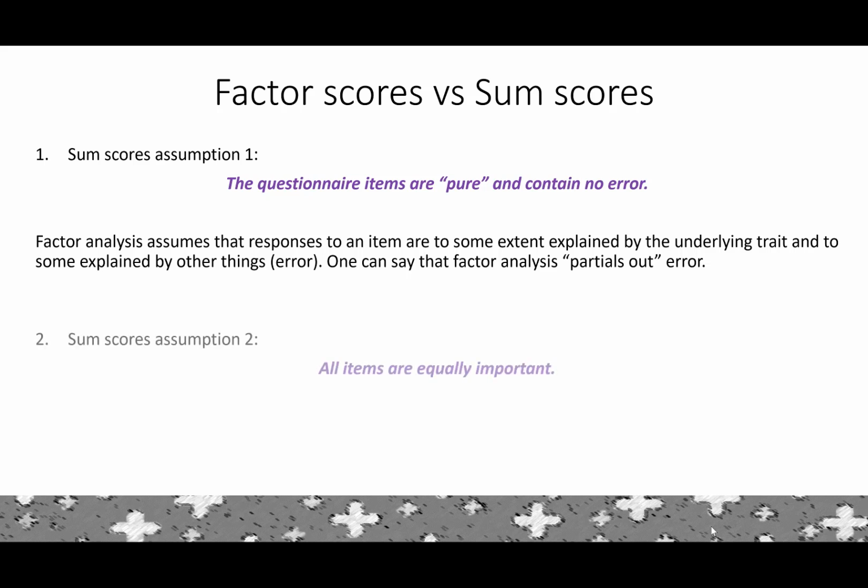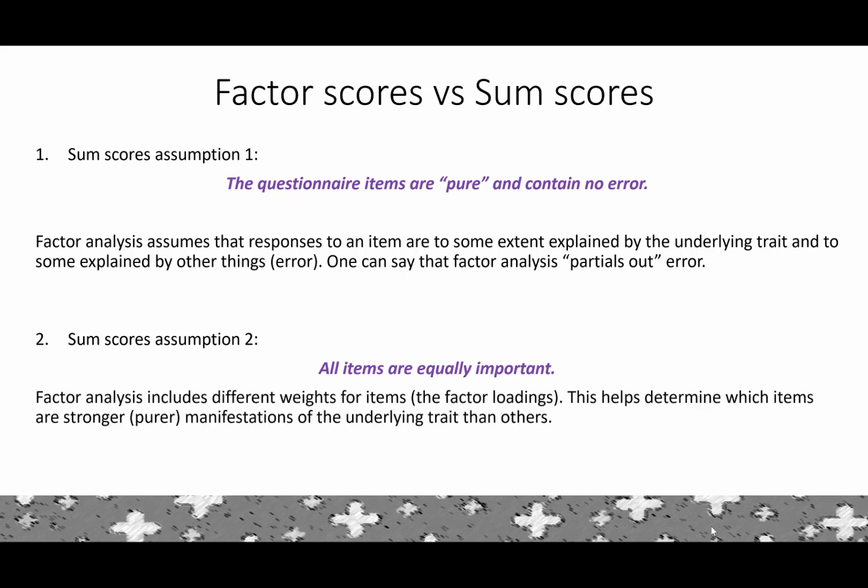A second assumption is that all items are equally important. So when you sum up your scores, or when you then take the average by dividing by the number of items, you are actually counting them all as equally important. In contrast, in factor analysis, you have included different weights for the items, the factor loadings. This helps determine which items are stronger or purer manifestations of the underlying trait.